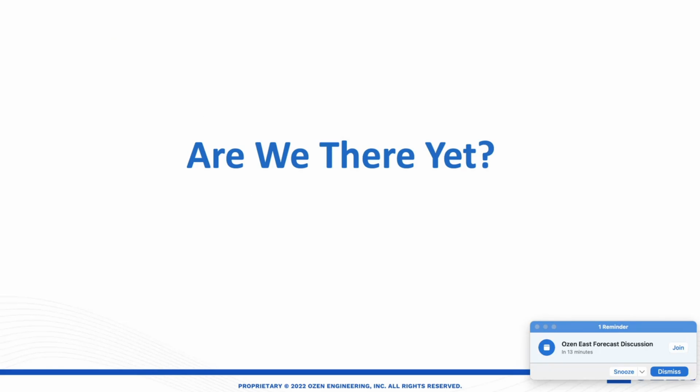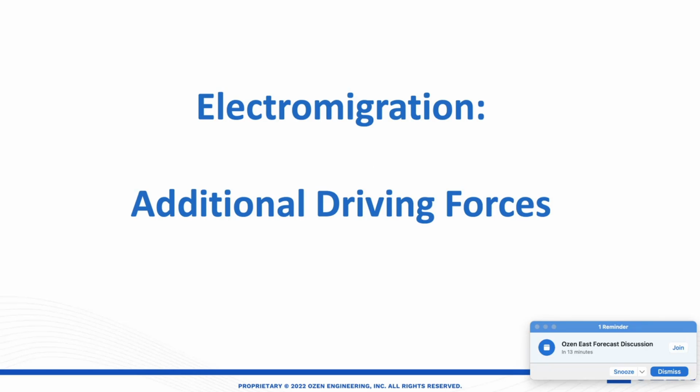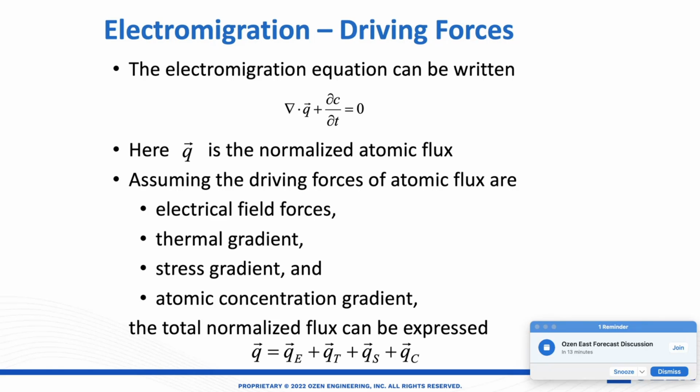However, it is not the full result. It doesn't give you the full result for what we call the advanced electromigration simulation, because we need to take into account these additional driving forces. These additional driving forces are these four forces: electrical field force, thermal gradient force, stress gradient force, and atomic concentration gradient.